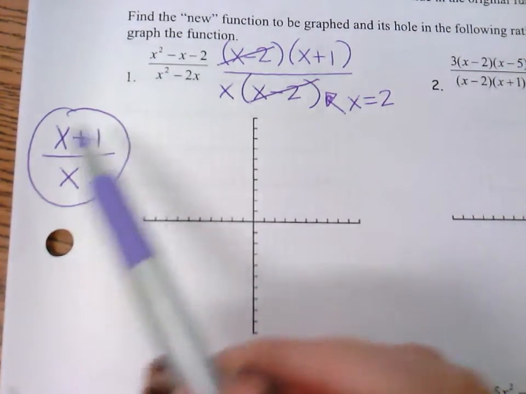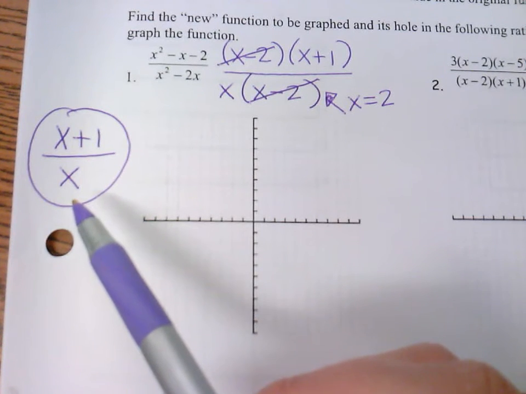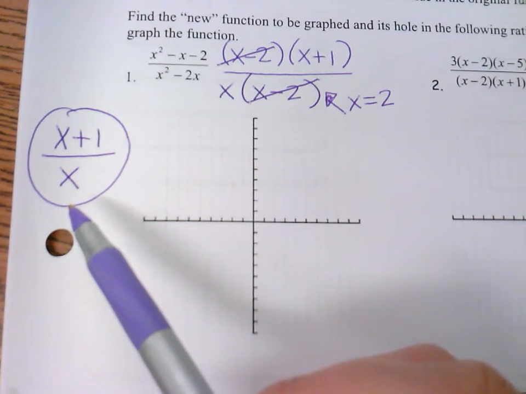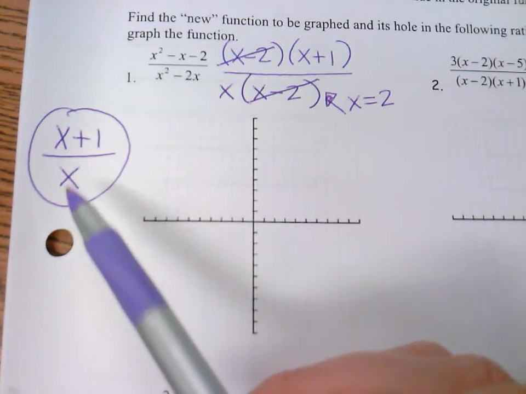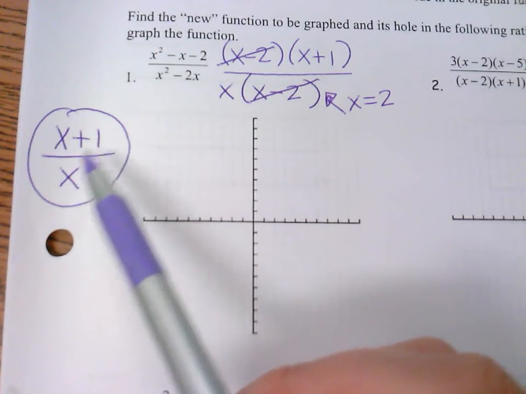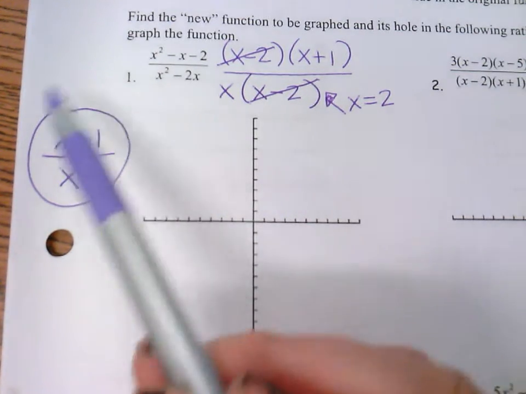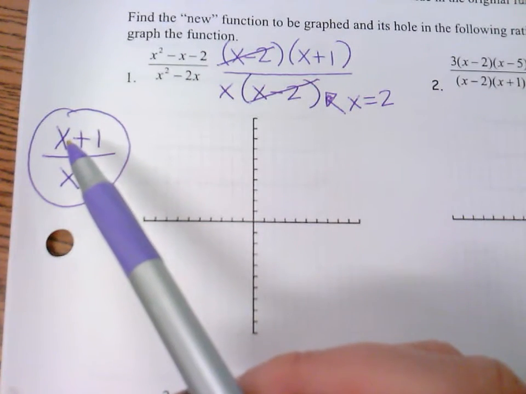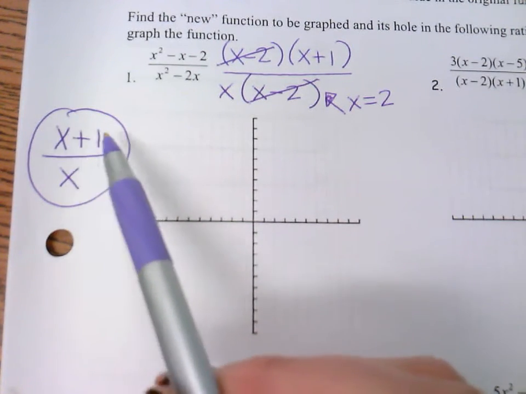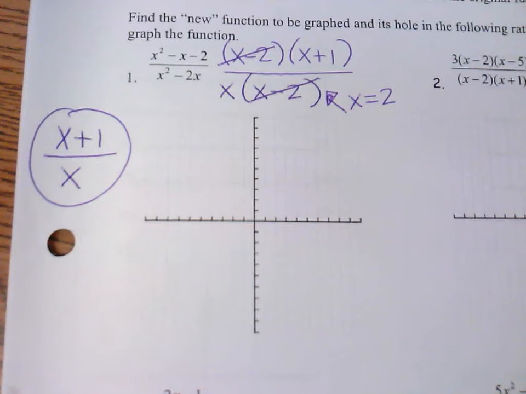So let's go through our list here. When I plug in 0 for x, what do I get as my y-intercept? I'd get 1 over 0, right? So there's no y-intercept, so I'm going to skip to the next step. What would make my numerator equal 0? Because that's going to be my x-intercept.